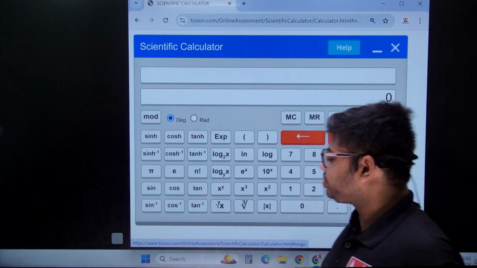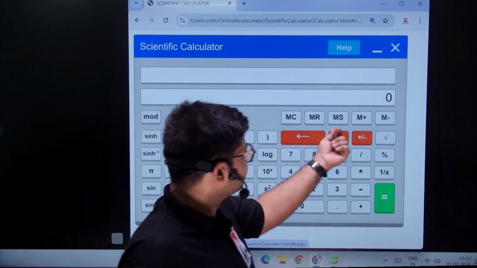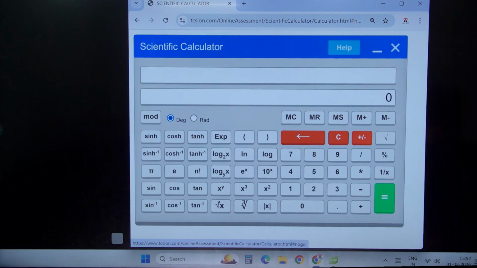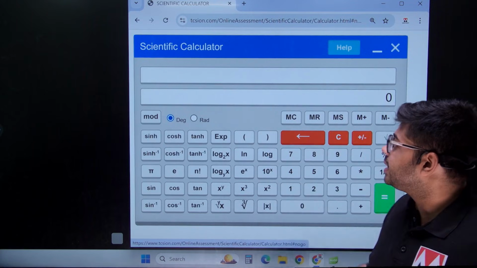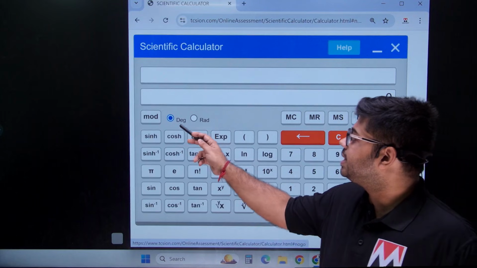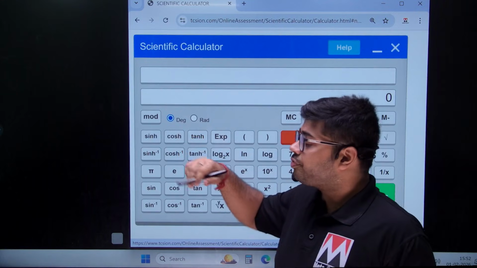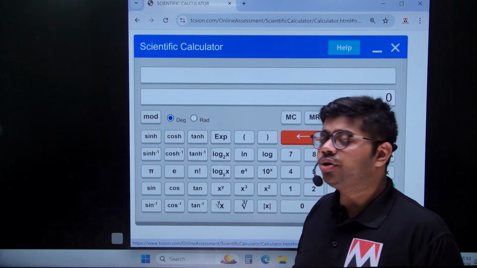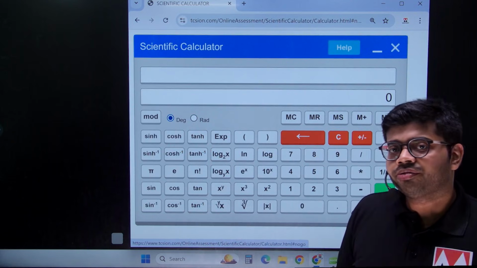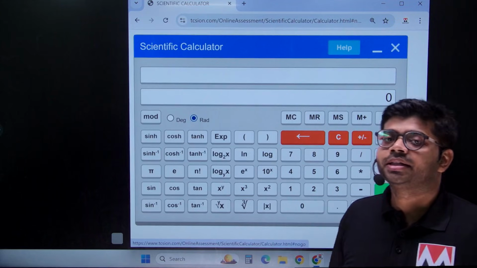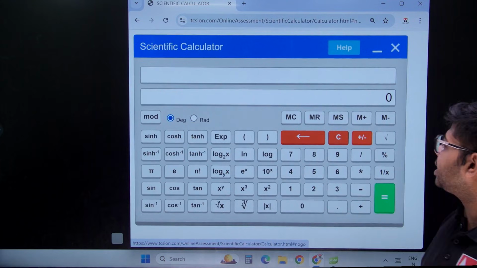I am going to explain in this class each and every function that we can see in our calculator. Another thing you should always remember is that there are degrees and radians. You should always check that if you are calculating in degrees, it should be in degree mode, and if in radians, it should be in radian mode. If you calculate in degrees but put it in radian mode, then your answer is going to be wrong. And after calculation you should clear.